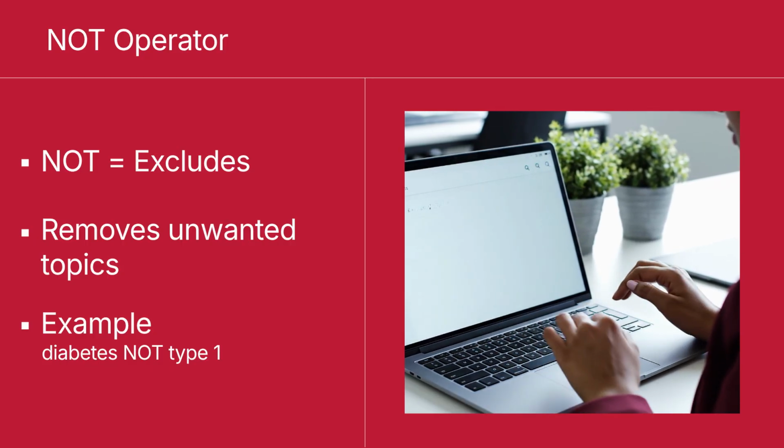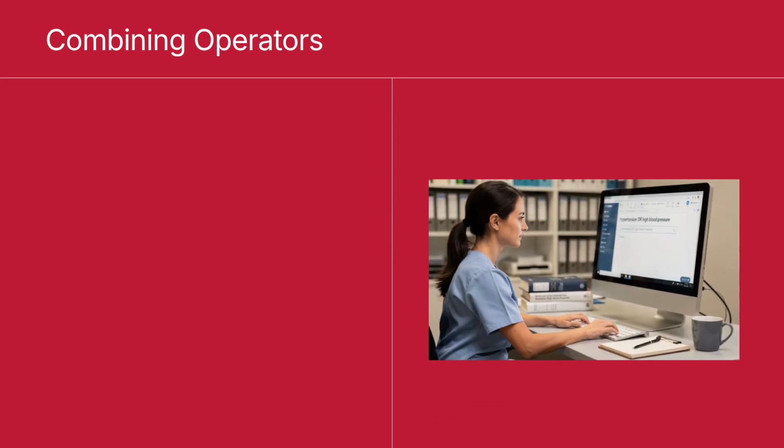You can combine Boolean operators to build more effective and precise search strategies. Instead of using just one operator at a time, you can group terms together to better reflect your research question. A common approach is to group synonyms using or, and then combine those groups with other concepts using and. This allows you to both broaden and narrow your search at the same time.